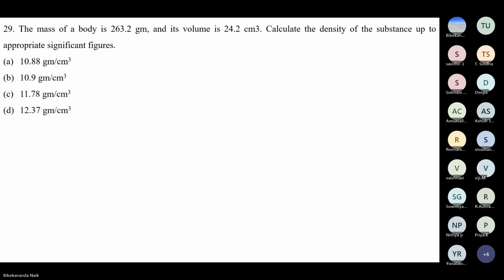Option B, sir. Yes. So why will it be option B? Sir, because I have the mass formula, sir.